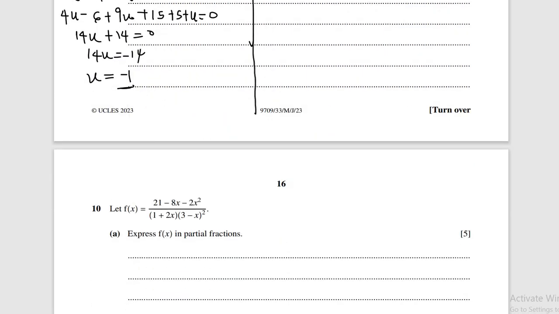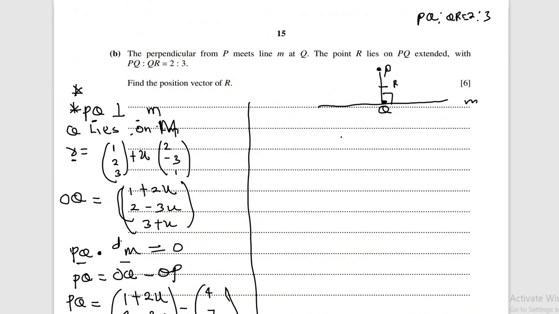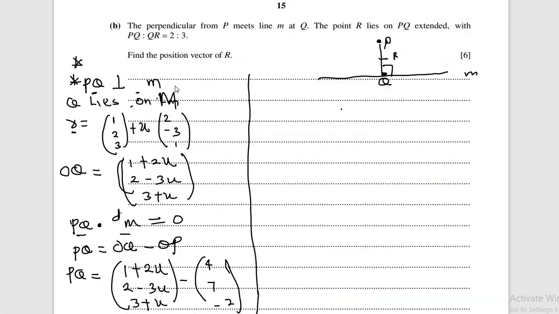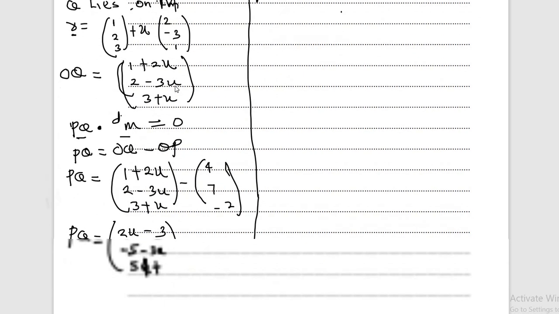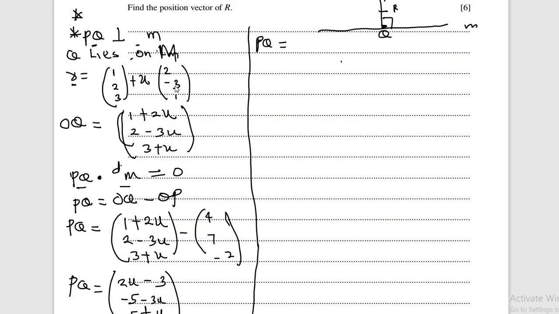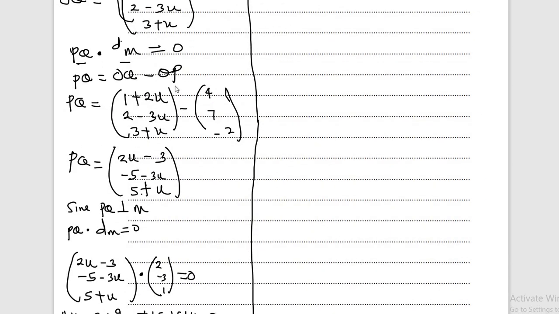Since mu is minus 1, I can now get PQ. From here, this is 2 mu minus 3; mu is minus 1, so this one will turn to minus 5. This one will turn to minus 2. This will turn to 4.